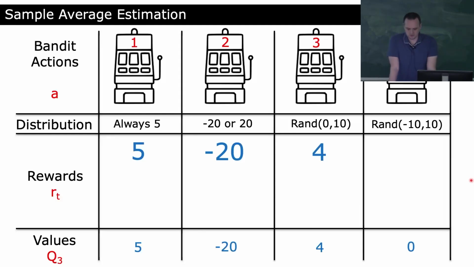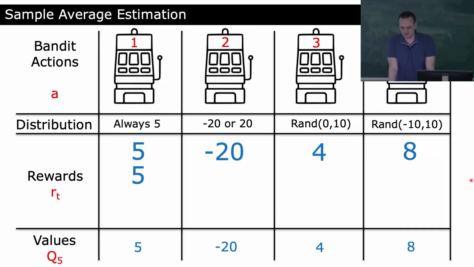Now I keep going. I get a little bit lucky here on the random 0 to 10, and I get a 4. Therefore, my average is 4. And over here, I got super lucky, and I got an 8 between negative 10 and 10, so my average over there is 8. Now I'm going to start back at the beginning and keep going.